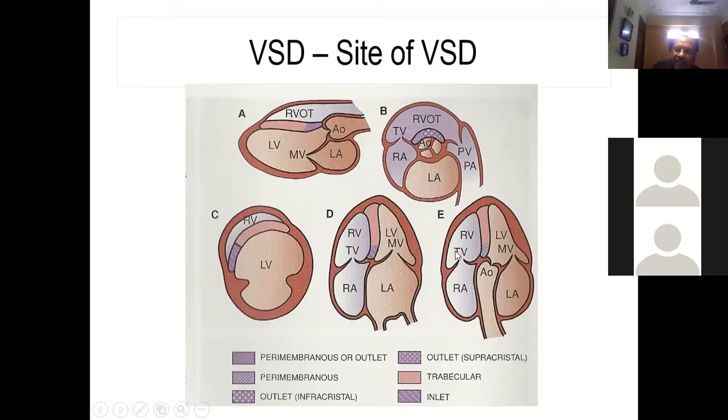Once you have seen inlet VSD and outlet VSD, then go to the parasternal long axis view. If in the parasternal long axis view you see a VSD over here, just close to the aortic valve.